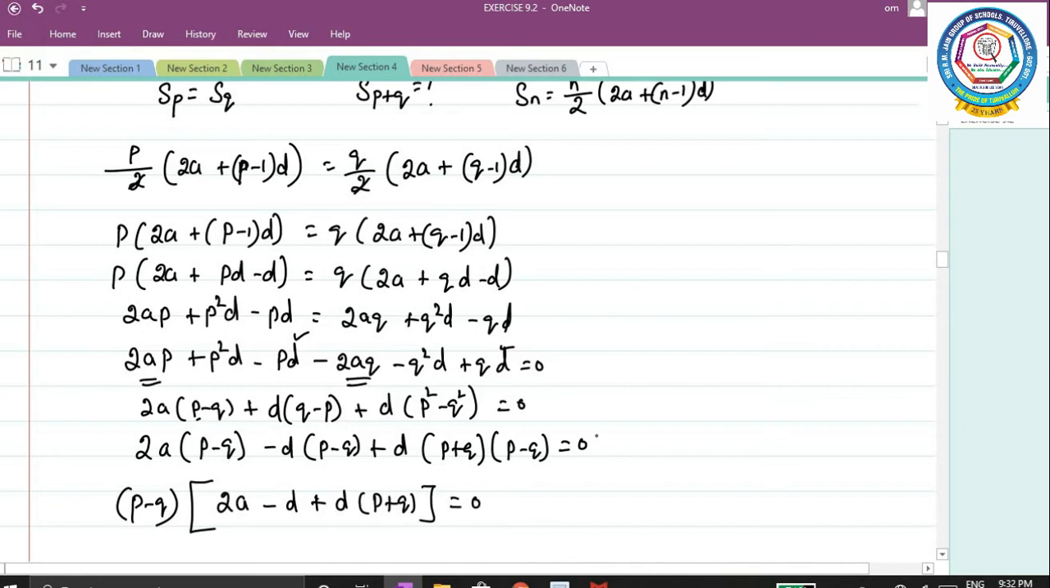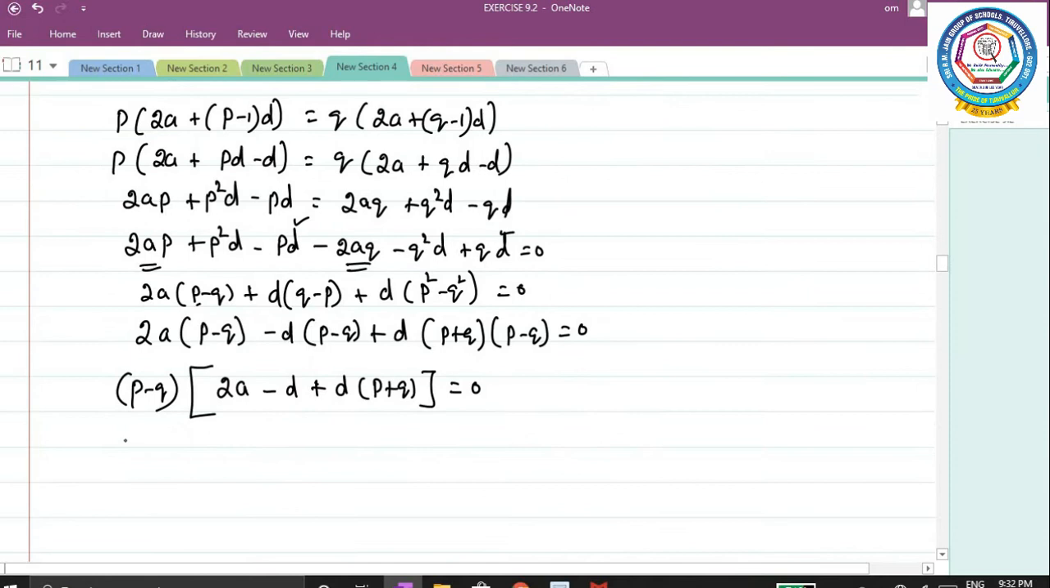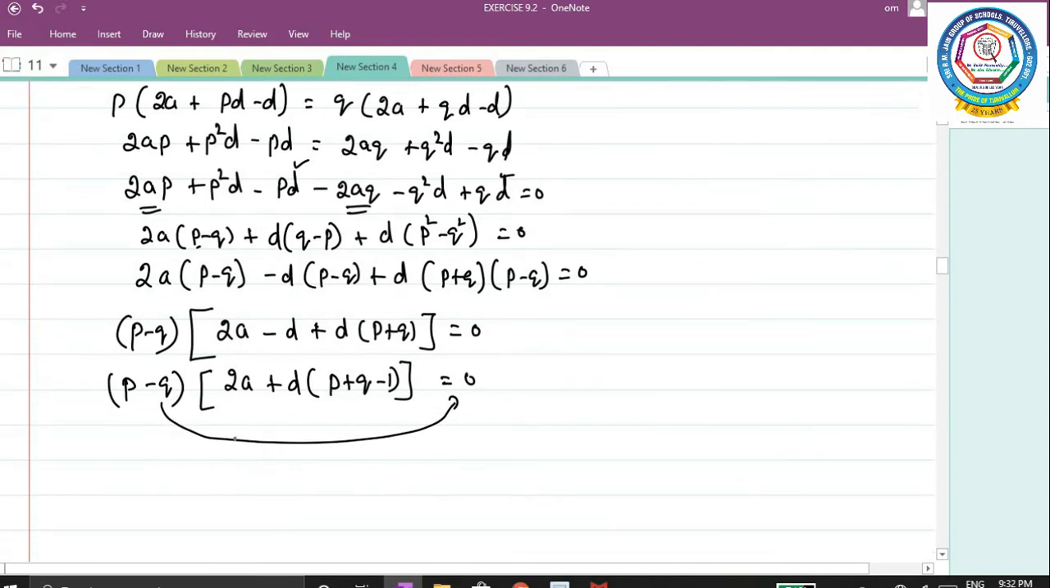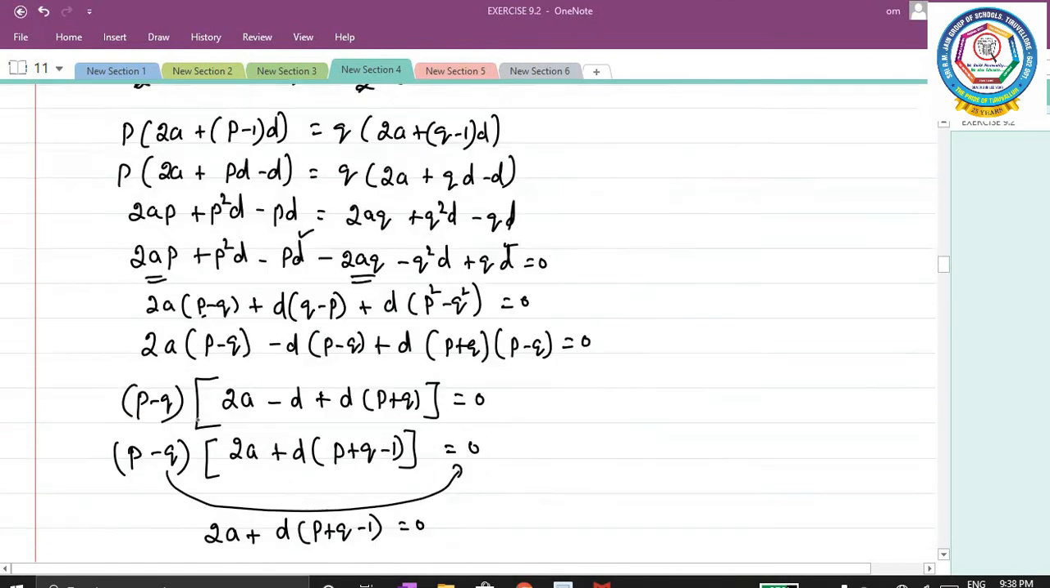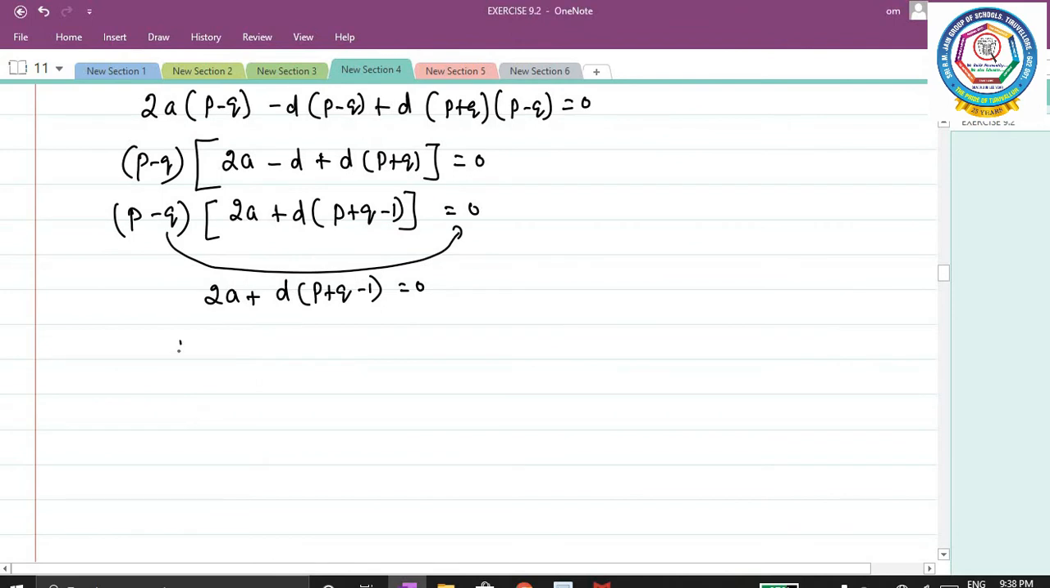So next step, p minus q, here 2a. For in this term, if I take d outside, I will get p plus q minus 1 equal to 0. So if you are equating this two, we will get 0. So remaining 2a plus d into p plus q minus 1 equal to 0. But here they are sum of p plus q terms. So we have to write sum of p plus q terms.